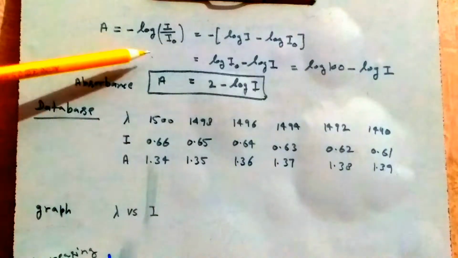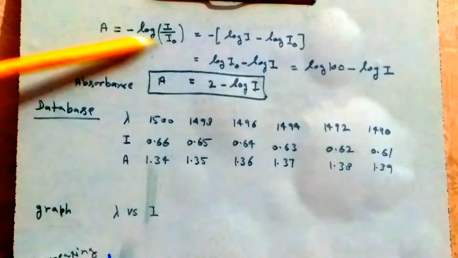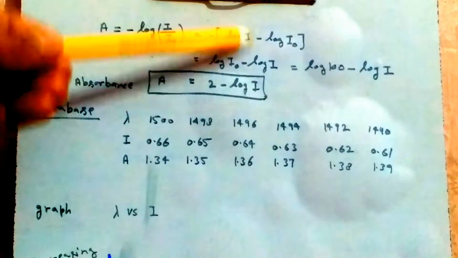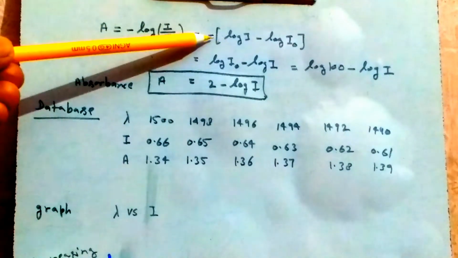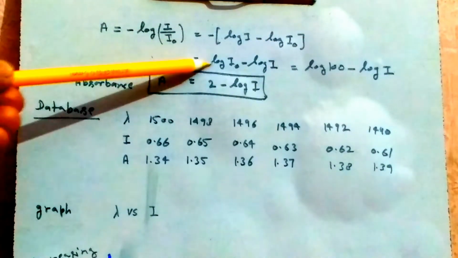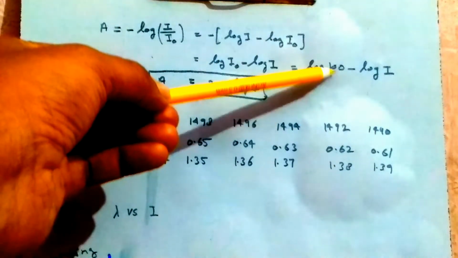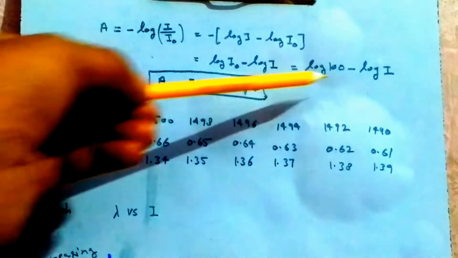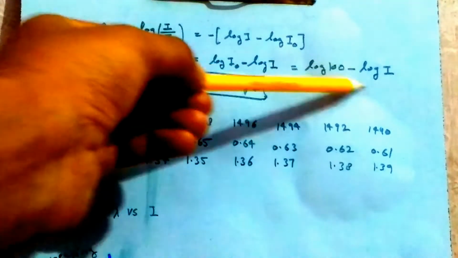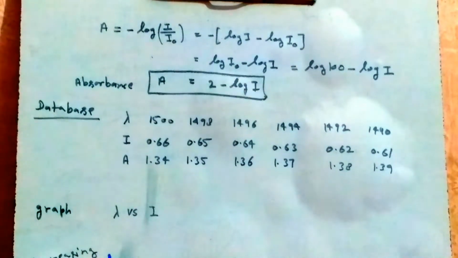In the Beer-Lambert law, A equals minus log I upon I naught. We can solve this equation further: minus log I plus log I naught, because the minus sign turns the I naught term to plus. So it is log I naught minus log I, where I naught is the intensity, which is taken as 100 as the standard value in this experiment. Log 100 is 2, minus log I. So finally we get the absorption A equals 2 minus log I.